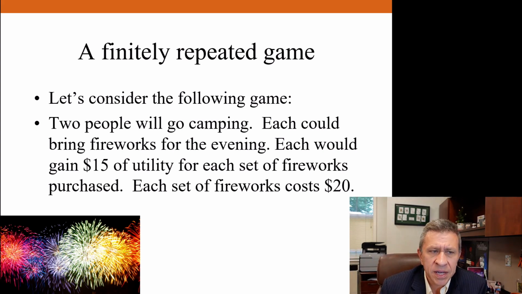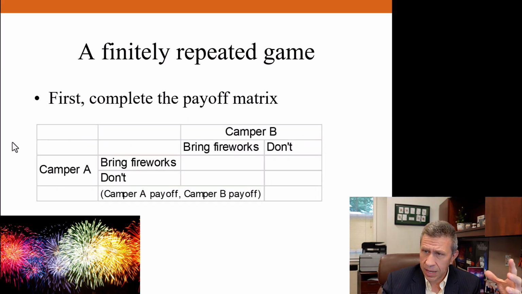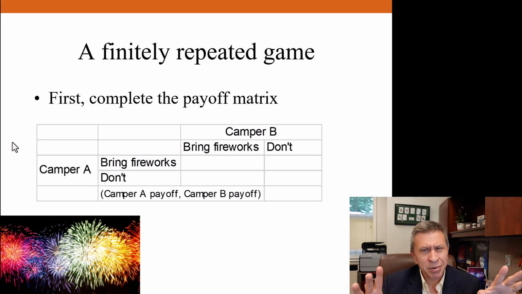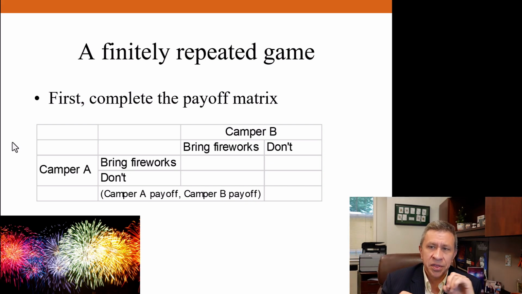First thing that I'd like you to try, especially if you're taking this class seriously: go ahead and pause the video and complete the payoff matrix. I have the outline of the payoff matrix here for you. Camper A and camper B could bring fireworks or not bring fireworks. I'd recommend you pause the video and fill this out, but I will go through this right now.